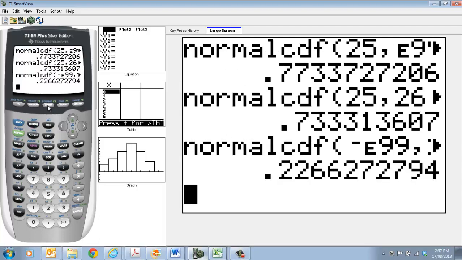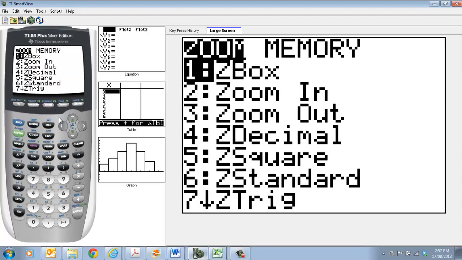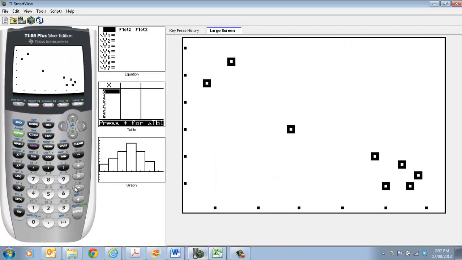And then we're going to plot it. So we go zoom and zoom number 9, and that will plot our data for us. So you can see it's a negative correlation. I'm not quite sure yet if it's strong or weak or anything like that, so that's what I would like to determine.